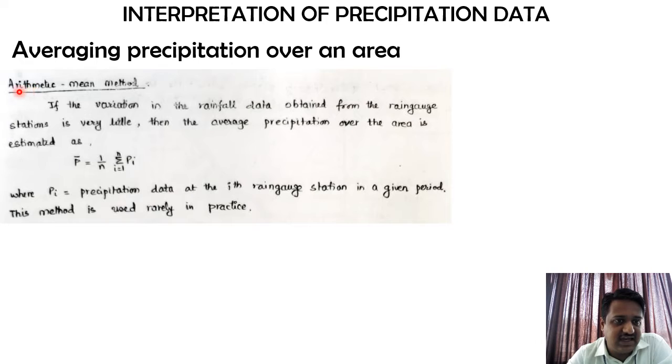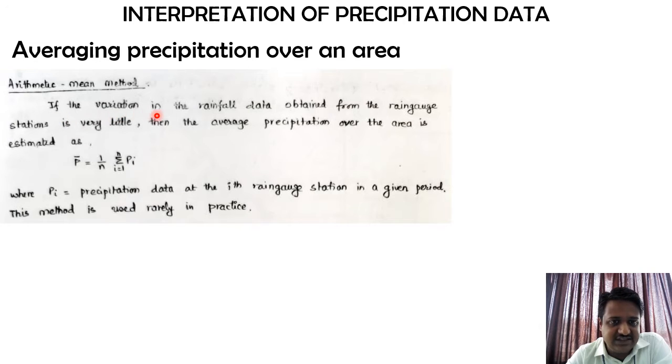First one is the arithmetic mean method. I'll read out the theory. If the variation in the rainfall data obtained from the rain gauge stations is very little, then the average precipitation over the area is estimated as P bar equals 1 by n, summation of i varying from 1 to n of Pi. So I'll repeat myself.